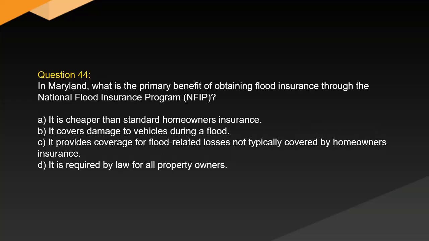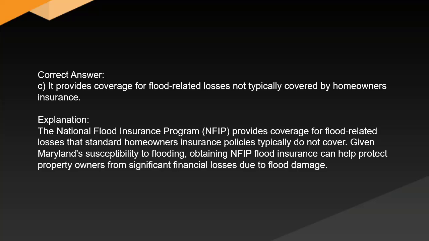Question 44. In Maryland, what is the primary benefit of obtaining flood insurance through the National Flood Insurance Program, NFIP? A. It is cheaper than standard homeowners insurance. B. It covers damage to vehicles during a flood. C. It provides coverage for flood-related losses not typically covered by homeowners insurance. D. It is required by law for all property owners. Correct answer. C. It provides coverage for flood-related losses not typically covered by homeowners insurance.